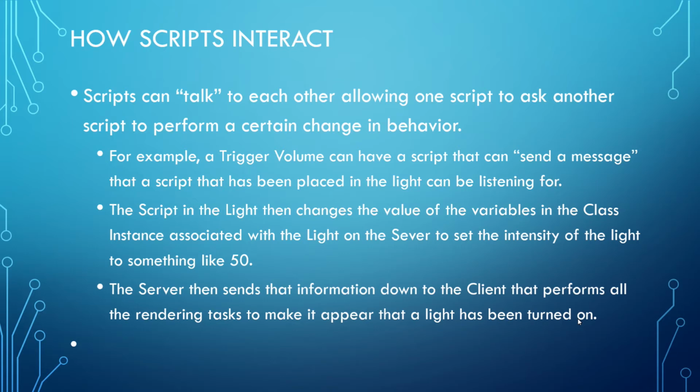So the point is, the light behavior is changed by the script in the light, but the request to change it is coming from the trigger volume with a script in it. The server then, of course, sends all that information down to the client, as we talked about, and the actual turning on and off of the light, as you see it, is being performed by the rendering down on the client, not on the server.